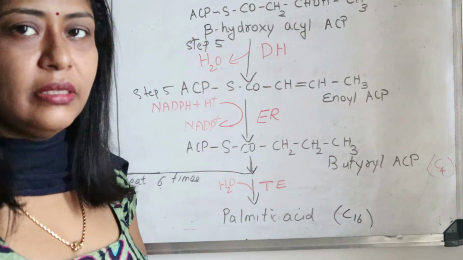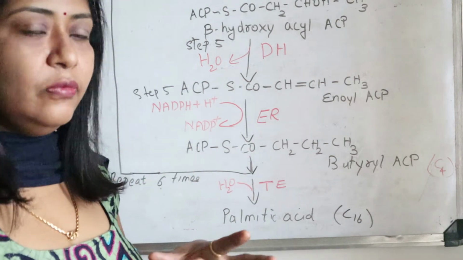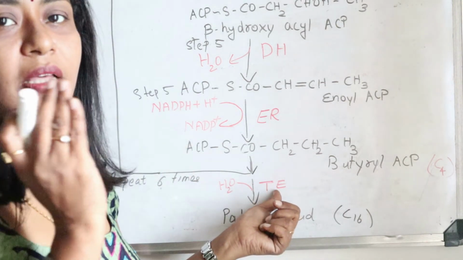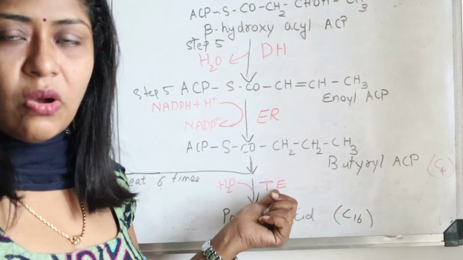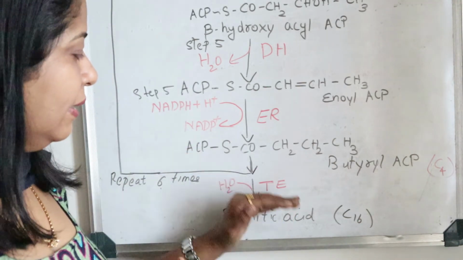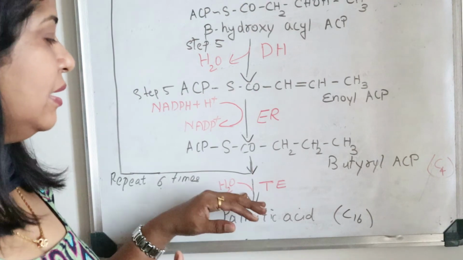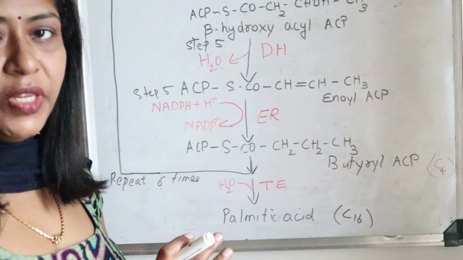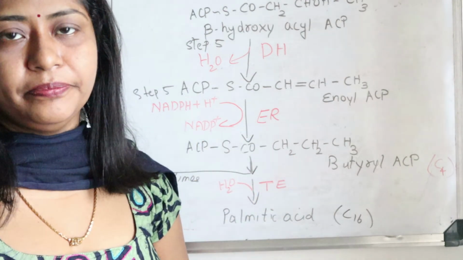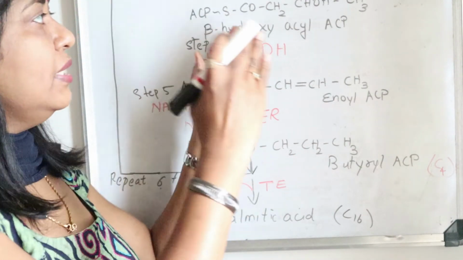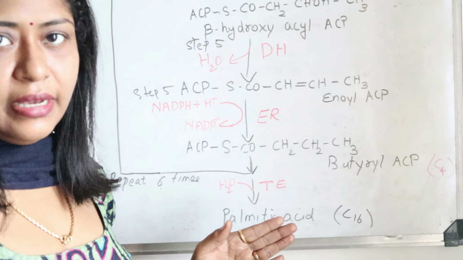a complete palmitic acid. And the last step, we know there is another enzyme, that is thioesterase or deacylase, that is present in the fatty acid synthase complex, that will release this palmitic acid by the addition of water. Water is required there for the release of palmitic acid, which is having 16 carbons. So that's about the biosynthesis of fatty acids.